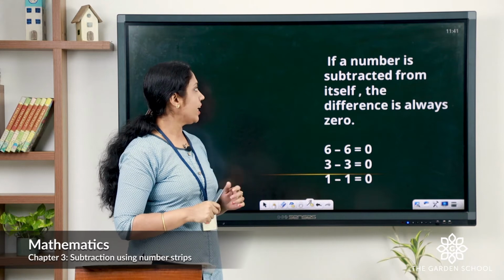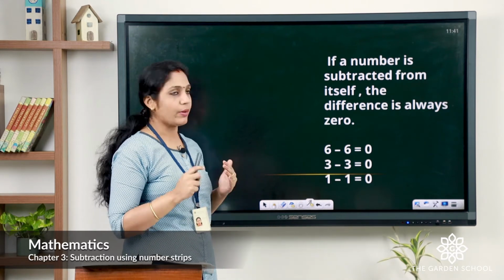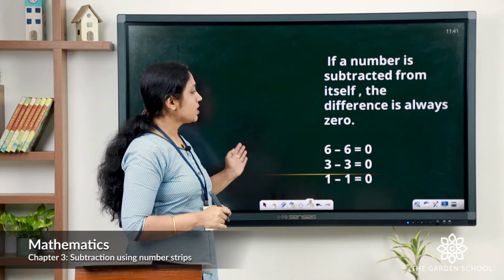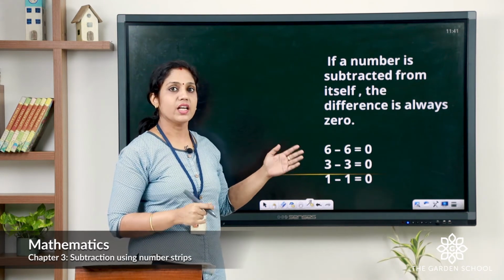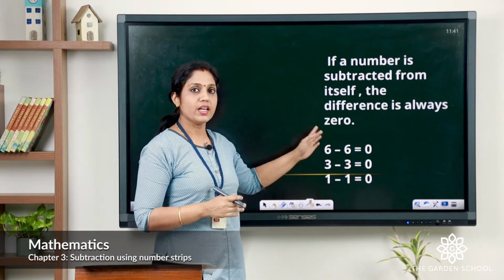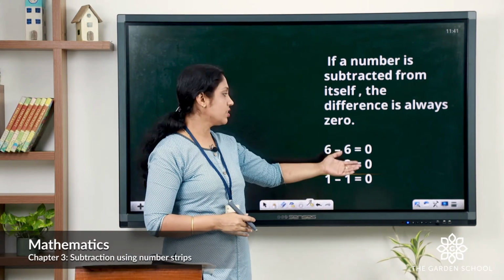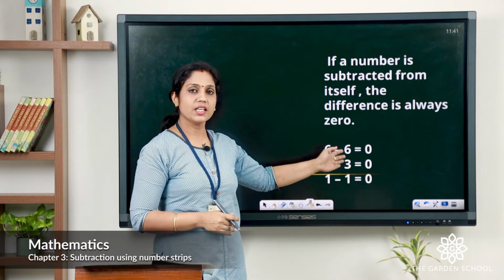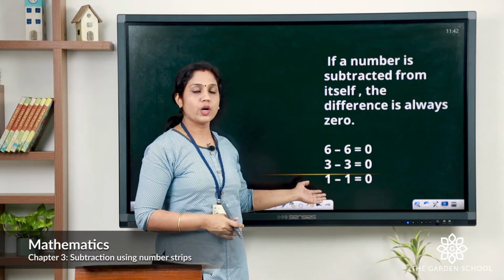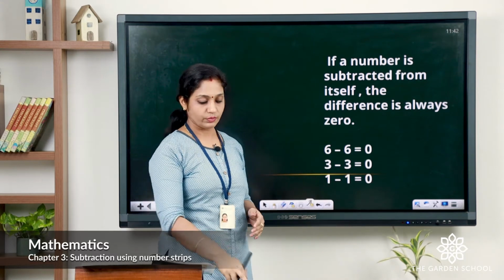Next, if a number is subtracted from itself, the difference is always 0. 6 minus 6 is equal to 0. Here the minuend and the subtrahend are the same. And what is the answer? 0. 3 minus 3 is equal to 0. Similarly, 1 minus 1 is equal to 0.